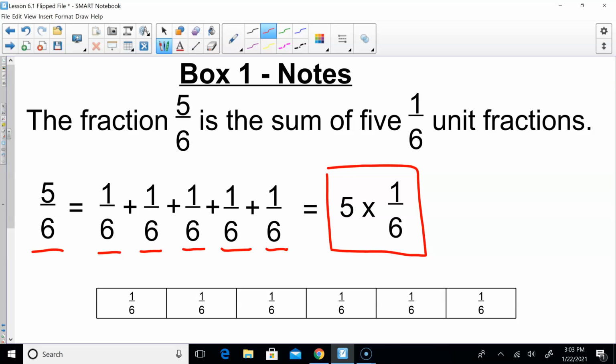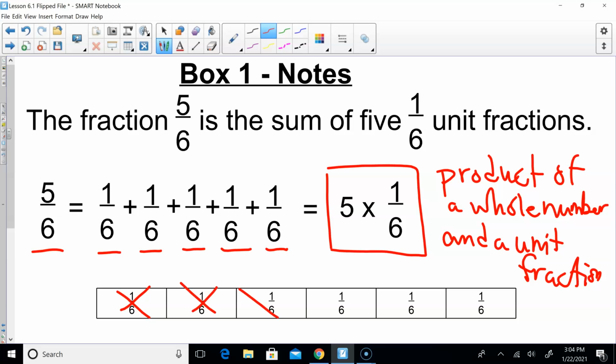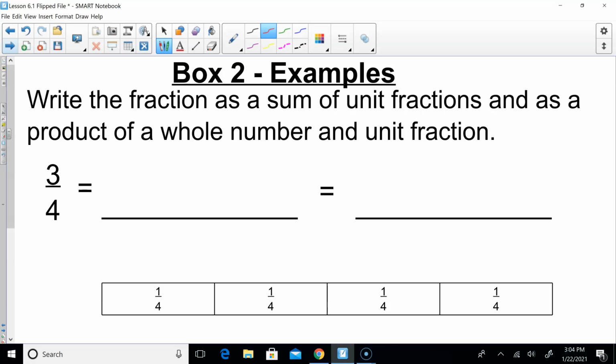This would be the product of a whole number, which would be the 5, and a unit fraction. There's that word unit fraction again, and our unit fraction would be 1/6. Notice both of those would get you 5/6. That would be 1/6 plus 1/6 plus 1/6 plus 1/6 plus 1/6, or 5 times 1/6. You can pause this right now and write down this information to help you out. And with that, we're going to get started.